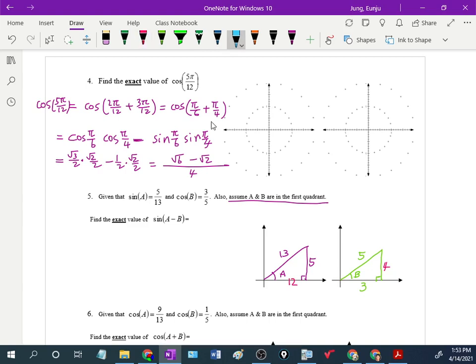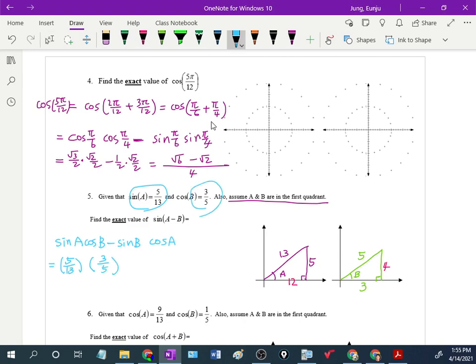So let's start with the difference of sine identity. Sine, cosine, sine, cosine. Angle A, angle B, angle B, angle A, ABBA. And in the middle, we keep the same sign. So let's plug in all the numbers we have. 5/13 is given from the problem. And 3/5 is also given in the problem.